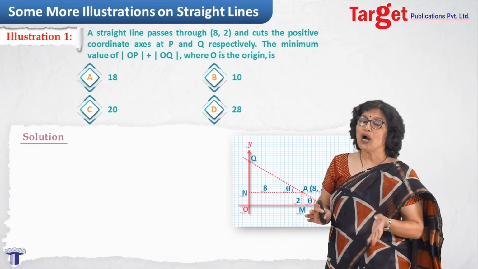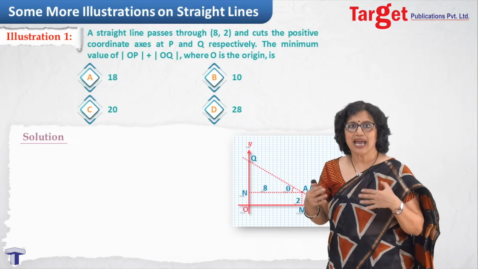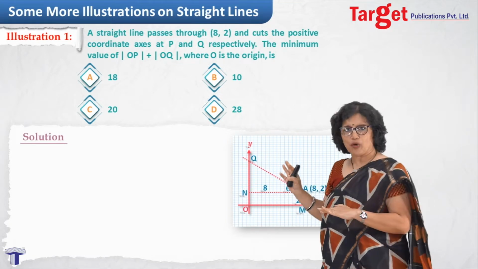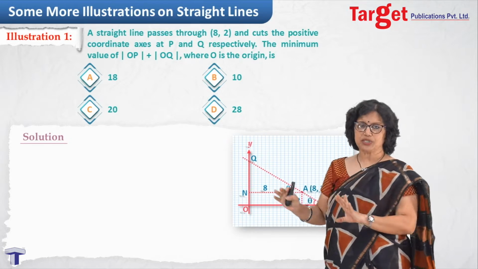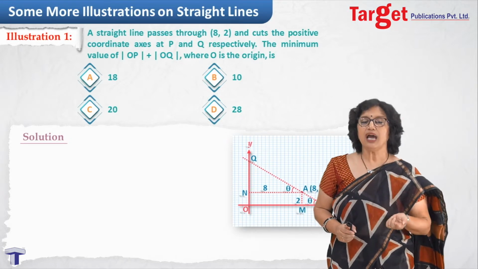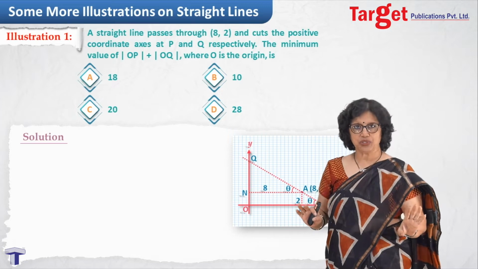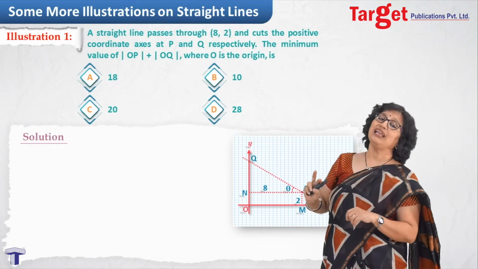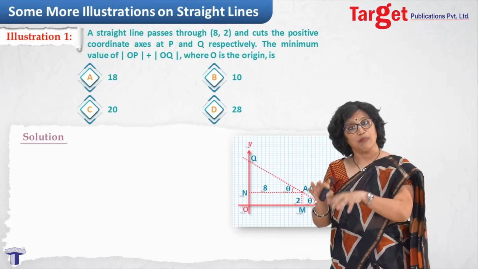Now P and Q are variable positions. As I said, infinitely many lines could have been drawn through (8, 2). This is just one of the positions. So basically position P and position Q are varying positions, and hence length OP and length OQ also vary, and hence the sum also varies.